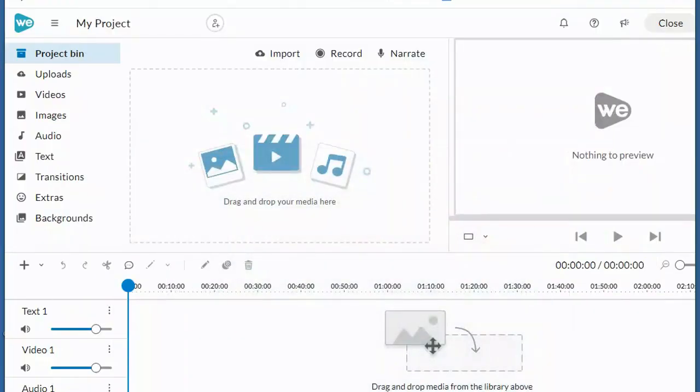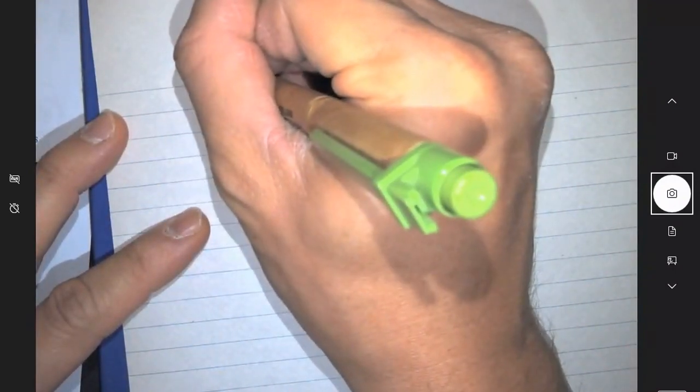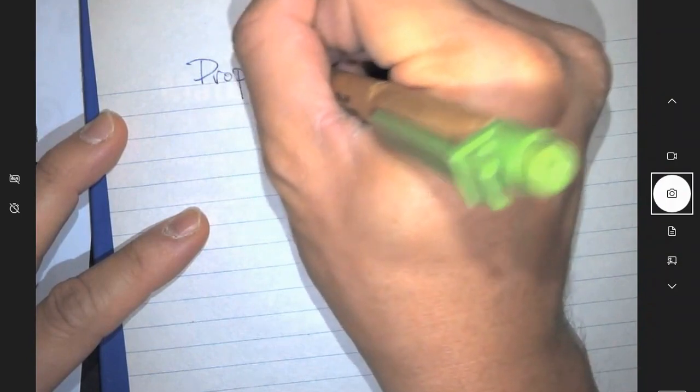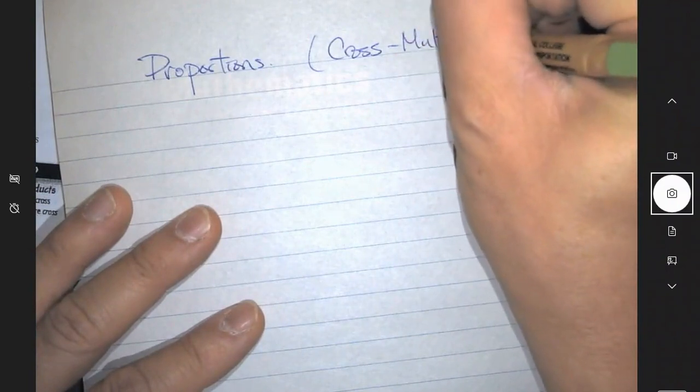All right. What we're going to try and talk about today is basically something called proportions, and we're going to learn how to do that to solve problems. And we're going to use this skill called cross multiplication. Cross multiplication.